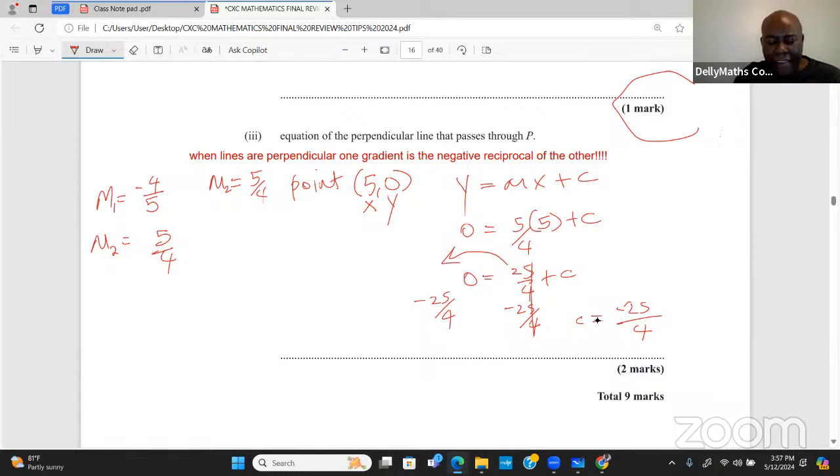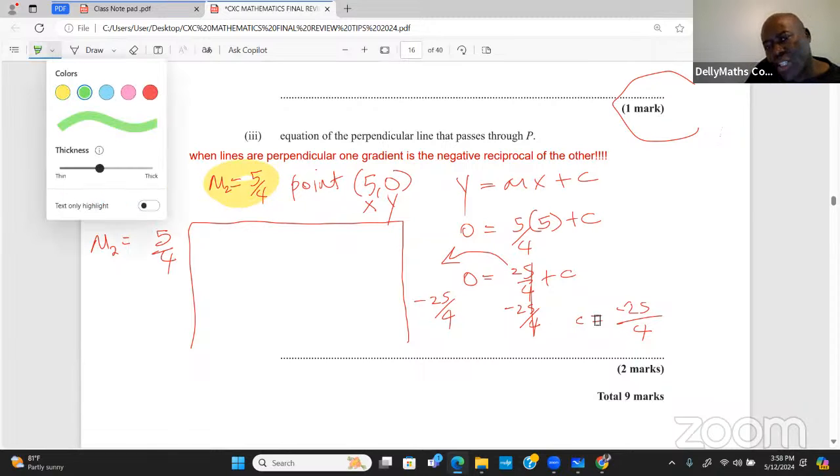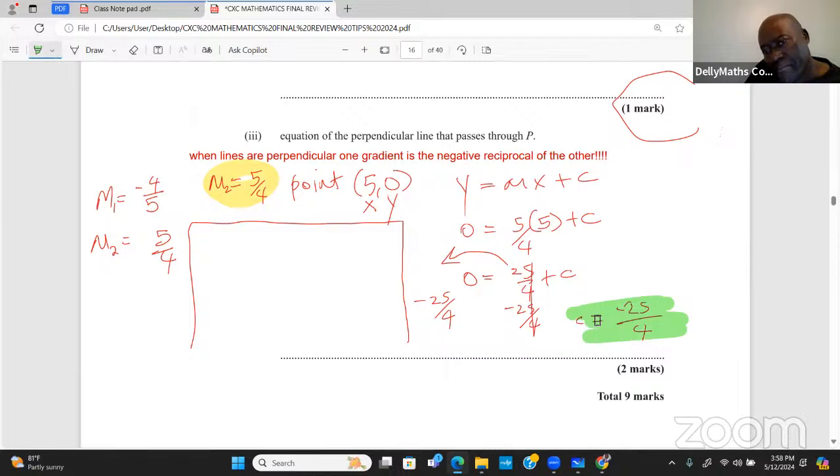Remember now, I have my y-intercept right there, which is negative 25 over 4. Now, all I'm going to do is put it in this box. Since I have my slope and my y-intercept, the equation is as follows: y is equal to the slope, 5 over 4, times x, plus my y-intercept. We're done.